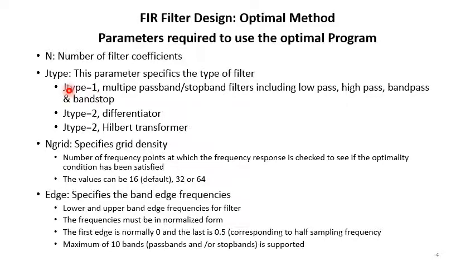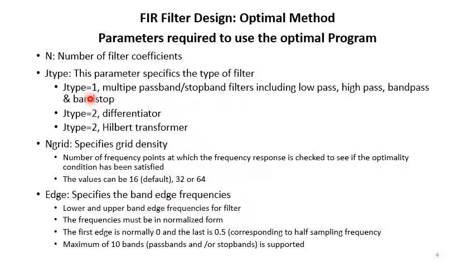When we assign it value 1, that means we are using it for the multiple passband or stopband filters, and this includes filters like low pass filter, high pass filter, band pass filter, and band stop filter. Similarly, if the type of filter is assigned the value of 2, that means you are using it as a differentiator, and if we assign it a value of 3, that means we are using it as a Hilbert transformer. So mainly this J-type will be assigned value of 1 because we are doing only frequency selective filters, which can be high pass, low pass, band pass, or band stop.